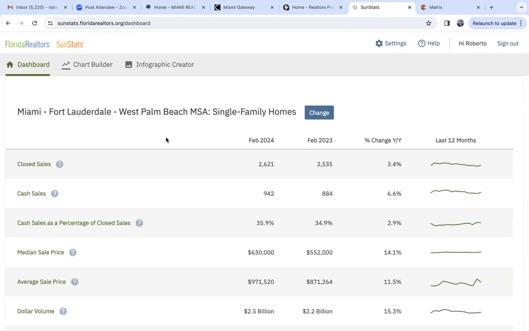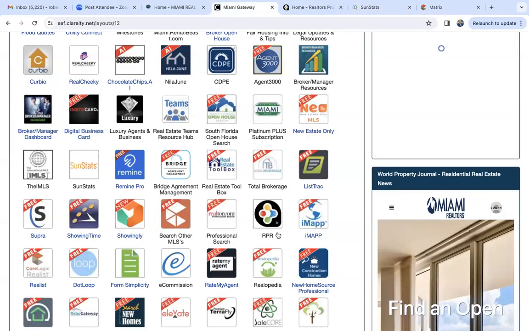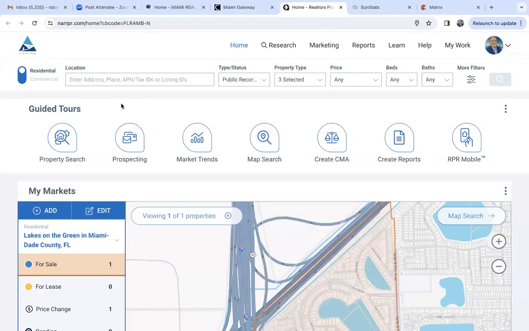Okay. Now let's go into RPR, guys. This is one of my favorite tools, for many reasons, but for stats and consumer data it's going to be pretty great. So we're going to go ahead and open up RPR.